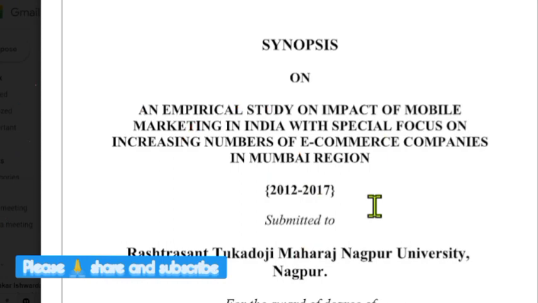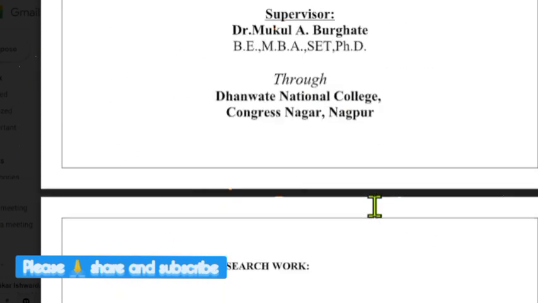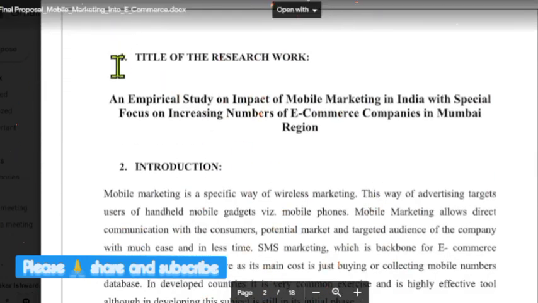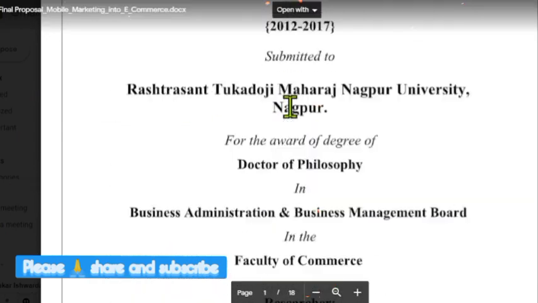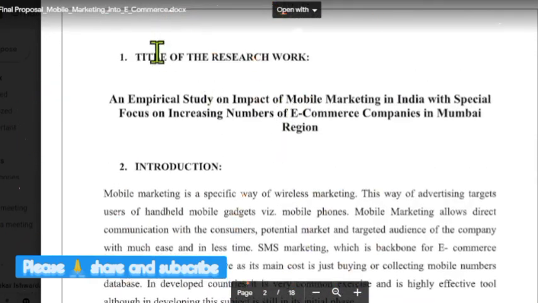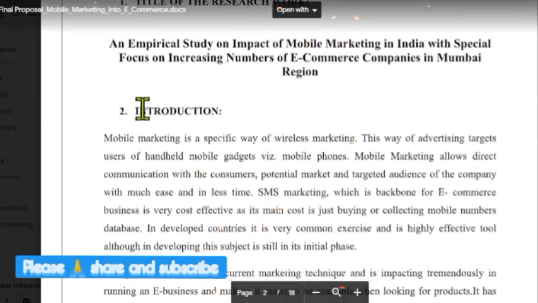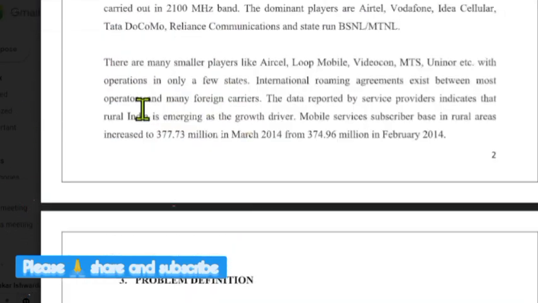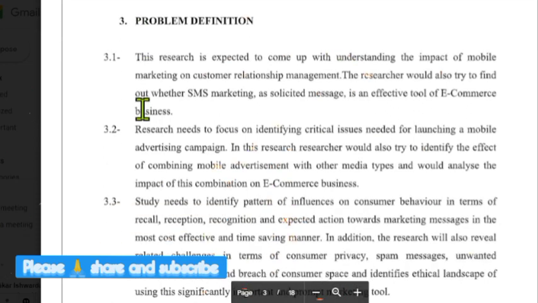Ideally, it should not go more than 20-25 pages, which I feel is more than sufficient. This is the first page. In fact, this is the cover page. And then straight away, we can go to the first page. Here we have again mentioned the title of the research work. This is stated over here. Then you introduce your topic or the title which you have given there.